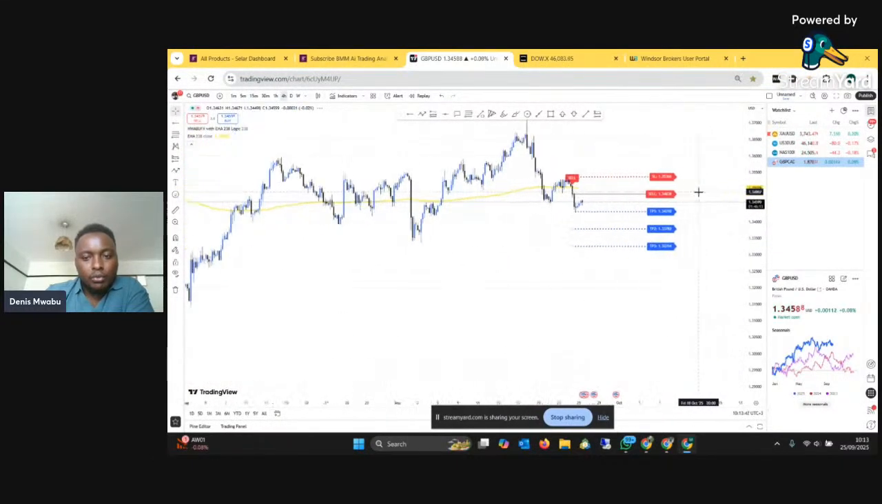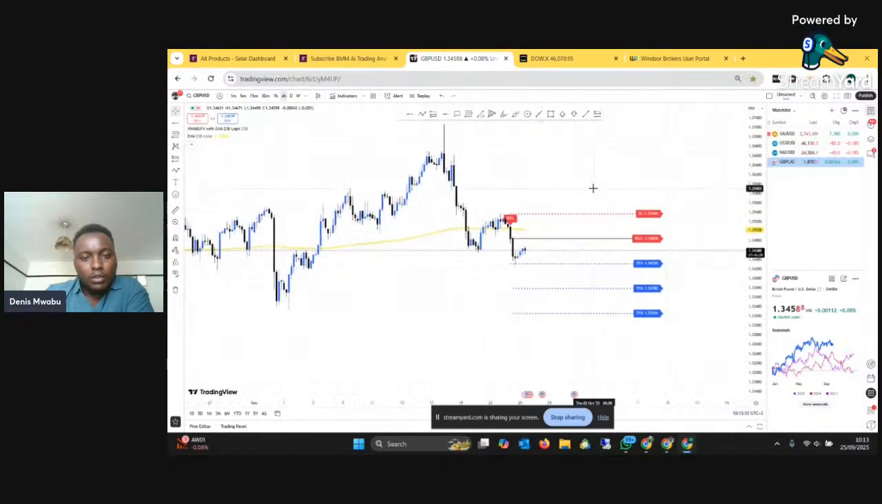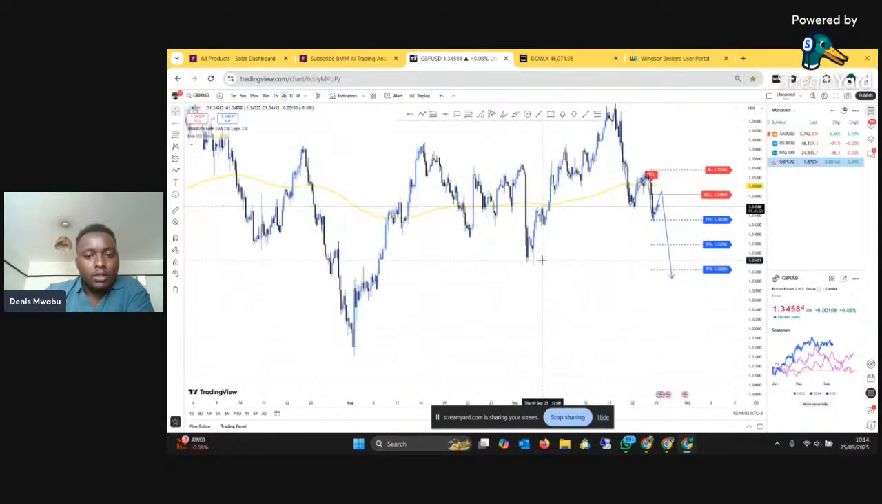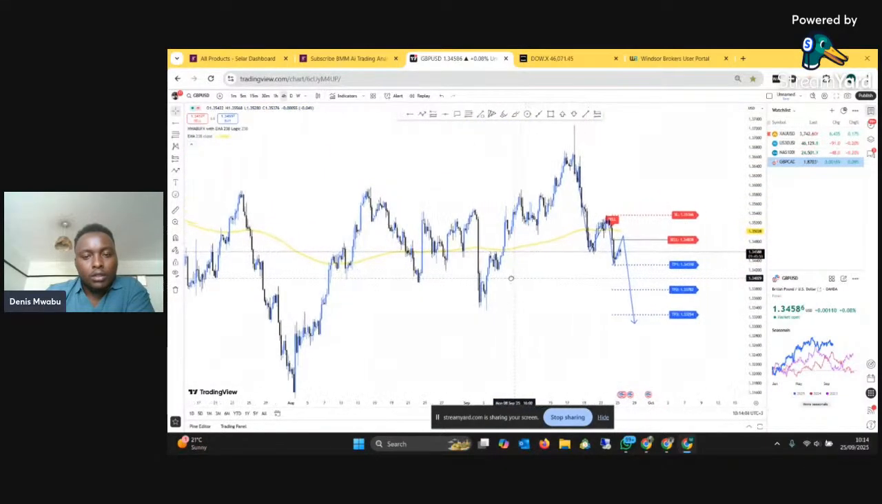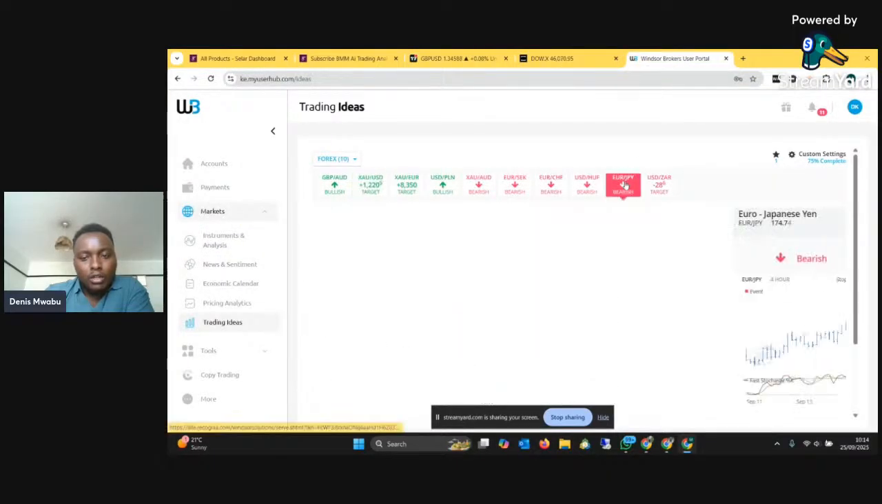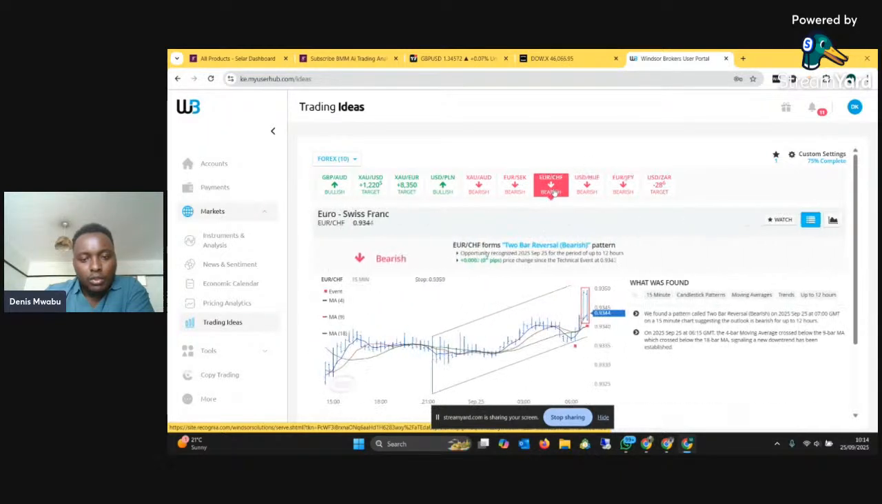Let me just show you what you can look at on GBP USD. So on GBP USD, you can see a break to the downside, forming new lows, drop. So you can expect it to pull back there so that you can continue dropping, something like that. But I want an already trade that is ripe. Euro JPY 4 hours, Euro CHF.